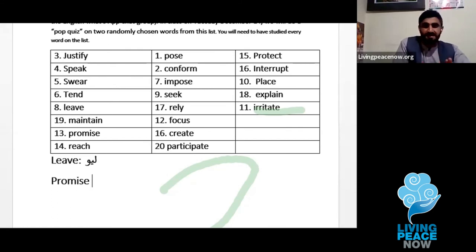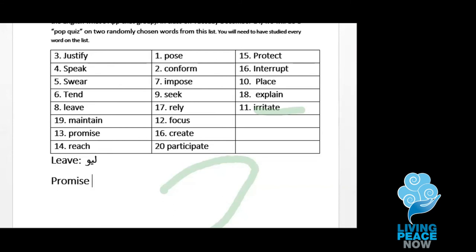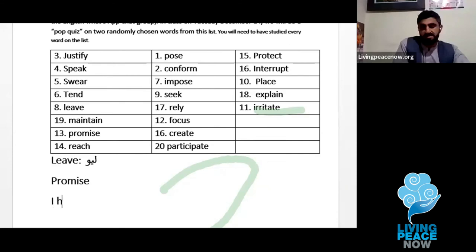That's because of the subject and object relation. You have to say, I have two promises. Promises.